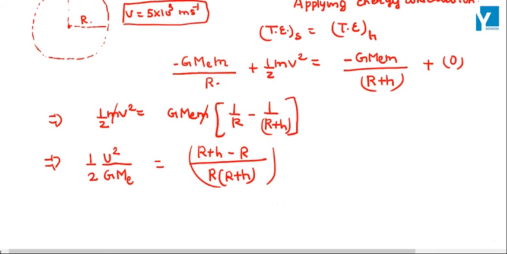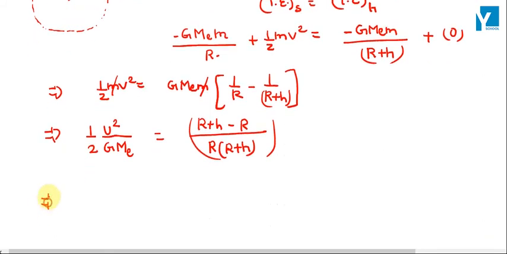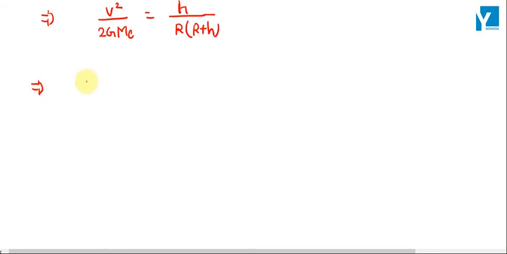Now this is further equal to v square by 2 G M_e, mass of Earth, is equal to h by R into R plus h. Now we just need to rearrange and solve the equation. This will be v square R square plus v square R h, which is equal to 2 times G mass of Earth into h.